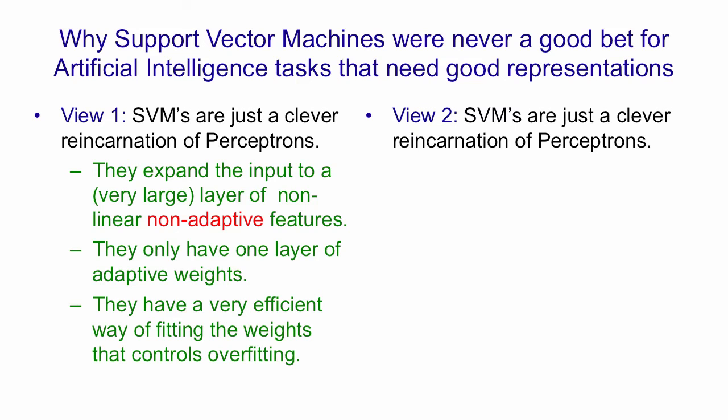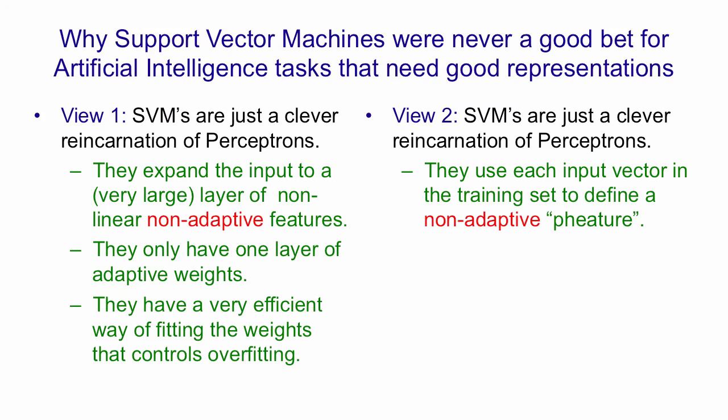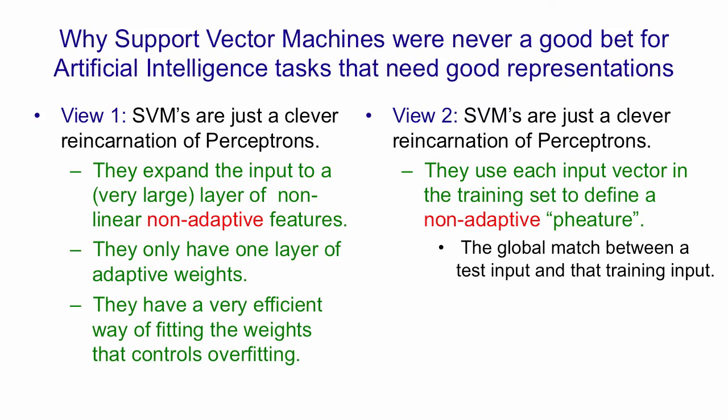The second view also views support vector machines as a clever reincarnation of perceptrons, but it has a completely different notion of what kinds of features they're using. According to the second view, each input vector in the training set is used to define one feature. I'll spell it differently to indicate it's a completely different kind of feature from the first kind. Each of these features gives a scalar value which involves doing a global match between a test input and that particular training input. So roughly speaking, it's how similar the test input is to a particular training case.